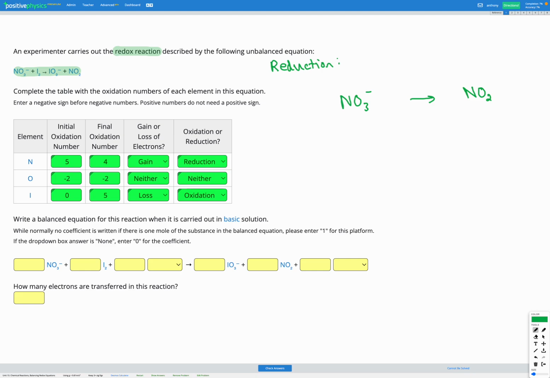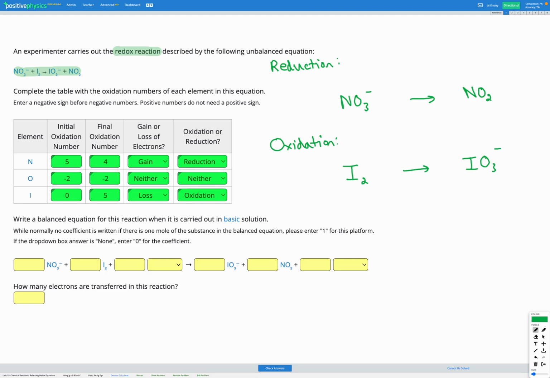Then for the oxidation part of the reaction, that was iodine that was oxidized. And in our equation, we have I2 goes to IO3 minus. So we've got I2 goes to IO3 minus. So those are our two half reactions. Now we need to balance these.